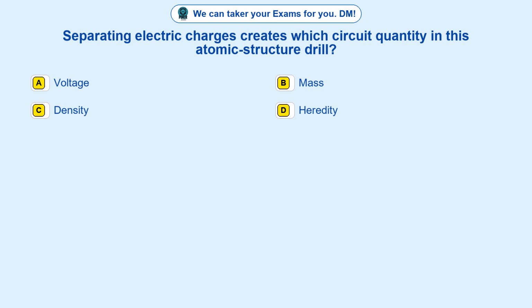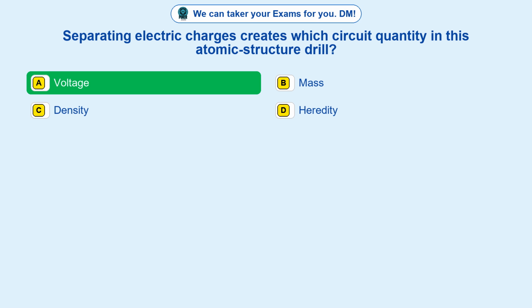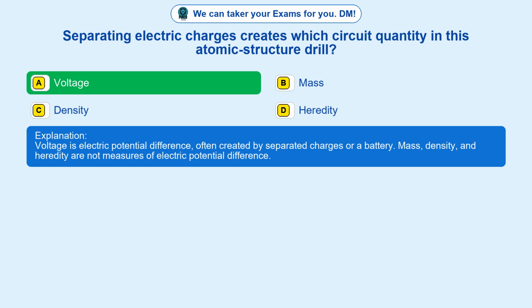Question 70. Separating electric charges creates which circuit quantity in this atomic structure drill? Option A, voltage. Option B, mass. Option C, density. Option D, heredity. The correct answer is option A, voltage. Voltage is electric potential difference, often created by separated charges or a battery. Mass, density, and heredity are not measures of electric potential difference.